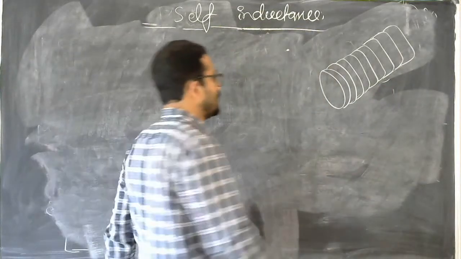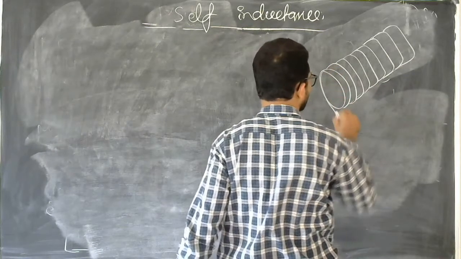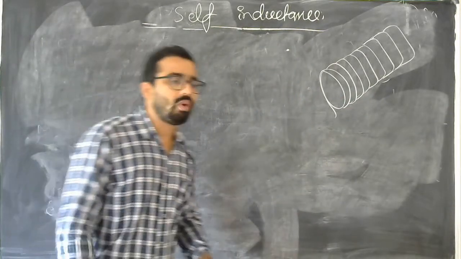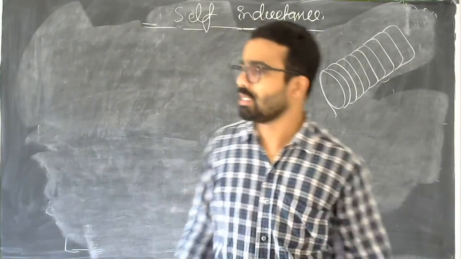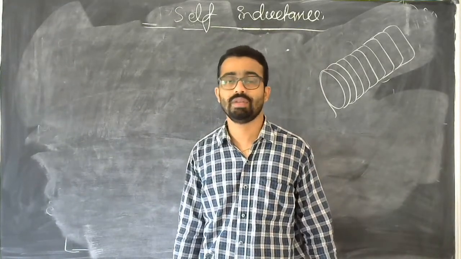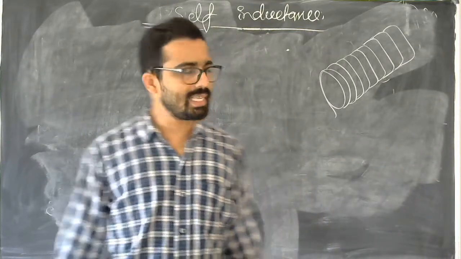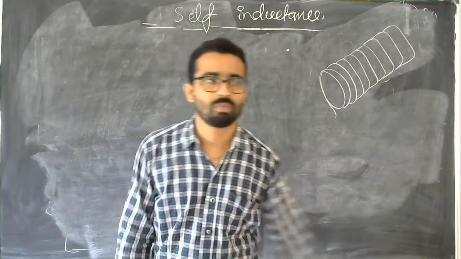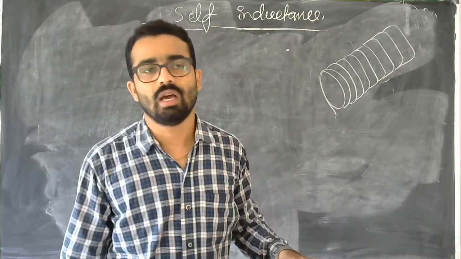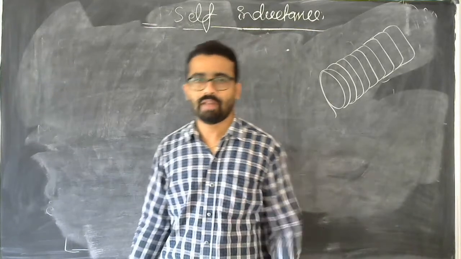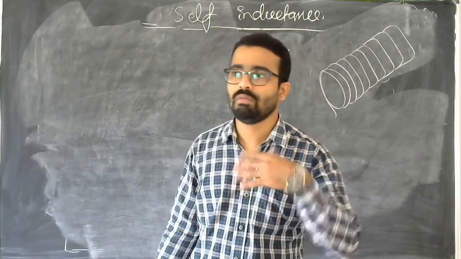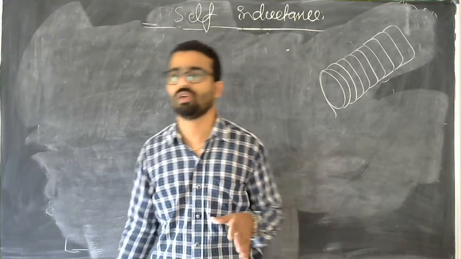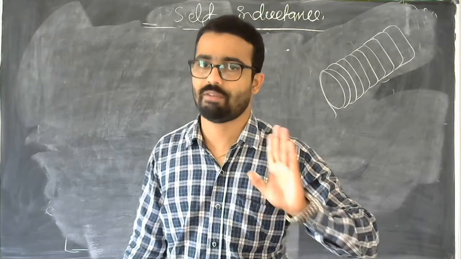This next concept is called self-inductance. So then, what is the main difference between mutual inductance and self-inductance? That is what we need to understand. While discussing the concept of mutual inductance, we took two coils and placed one coil along the axis, and we derived the equation for mutual inductance, and also we saw the equation for EMF.